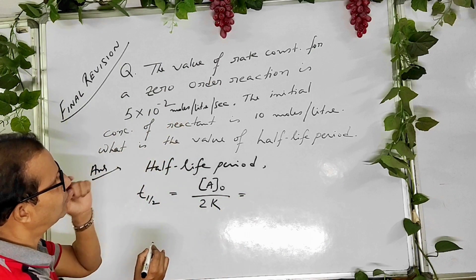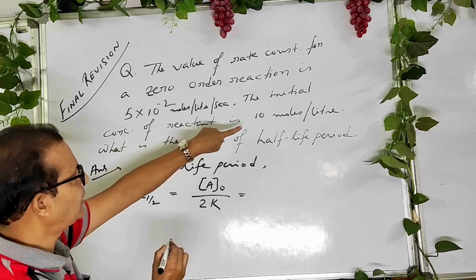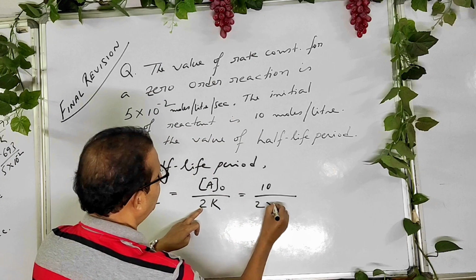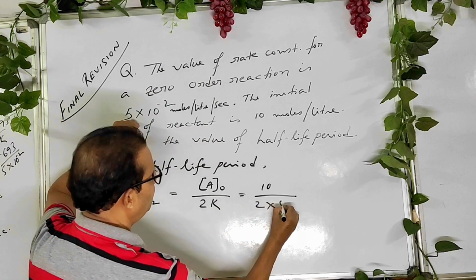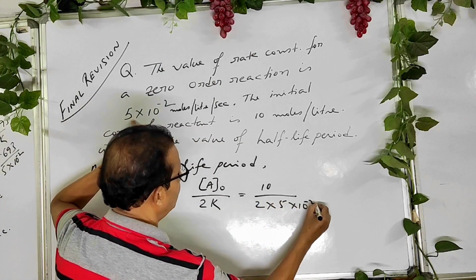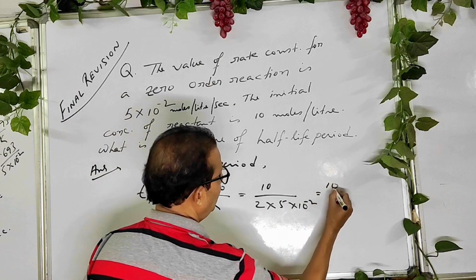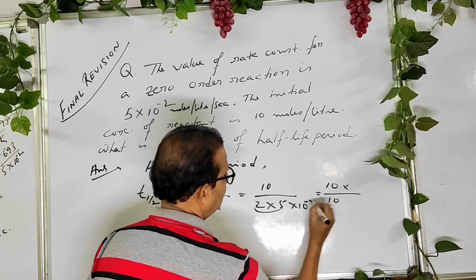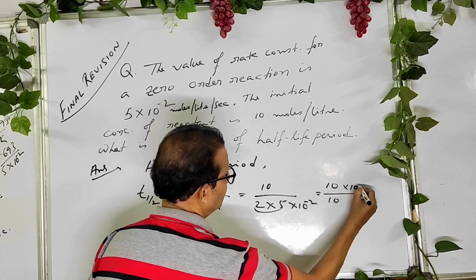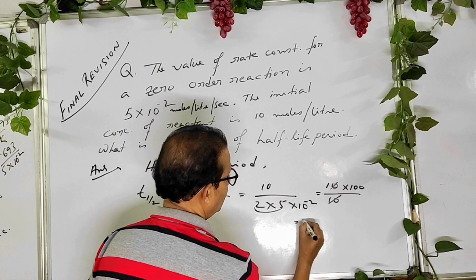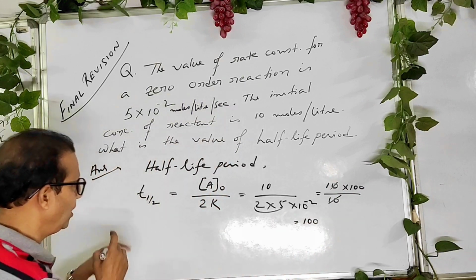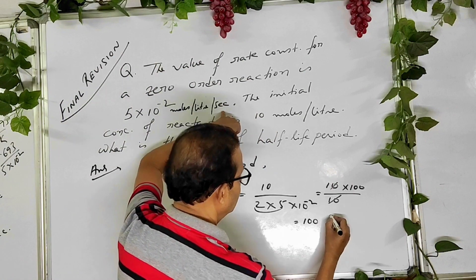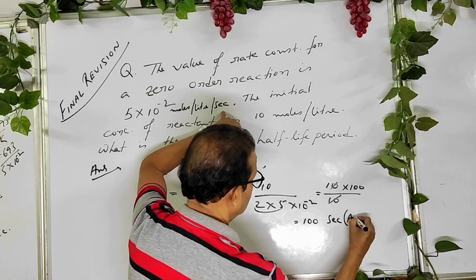So the initial concentration of the reactant is given 10, and 2 into the value of rate constant, which is given 5 into 10 to the power minus 2. So 10 divided by 10 into 5 into 10 to the power minus 2 comes up, so it is 100. So the answer is 100. Half-life period is a time, and time is given in second. So the answer is second.